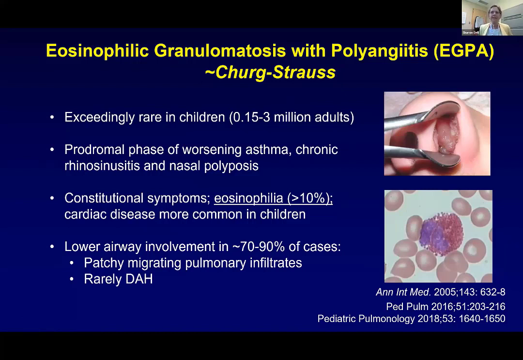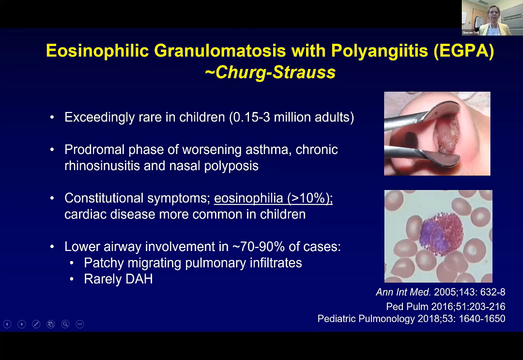EGPA is the last of the small vessel vasculitides. This used to be called Churg-Strauss disease. This is actually exceedingly rare in children. But it is important for you to know about it because it is another one of these life-threatening vasculitides that sometimes sneaks up with very progressive worsening symptoms.